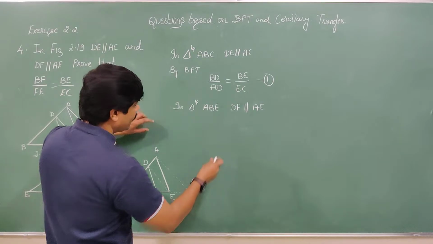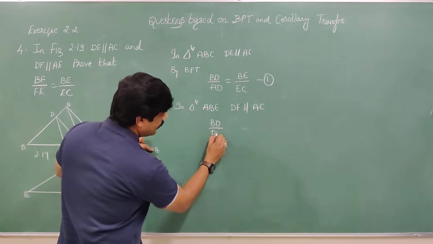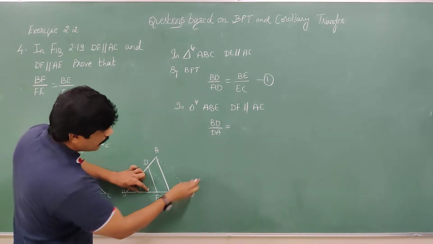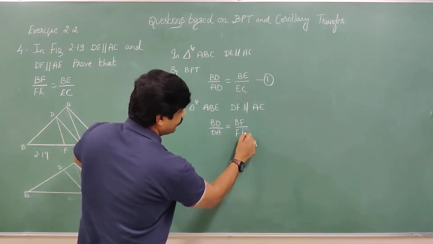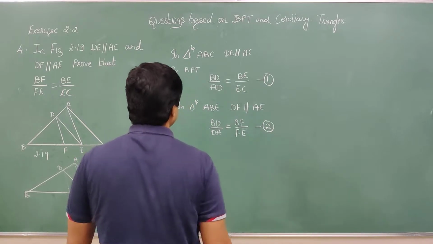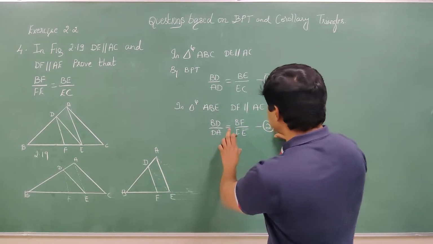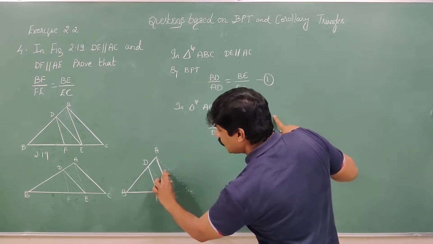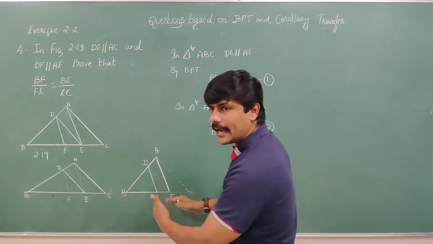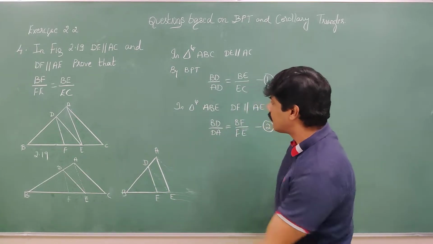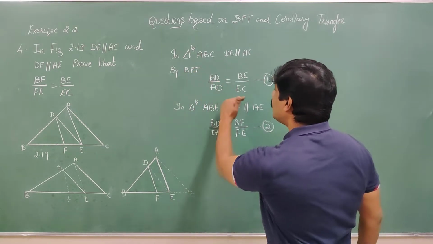How? BD by DA is equal to BF by FE. Mark this as 2. This is the one we have taken when DE is parallel to AC, and this is the one when DF is parallel to AE. Thus, figure 2.19 consists of two triangles, drawn separately, and from these we have applied BPT, the basic proportionality theorem. Understand, by BPT only we have got this.